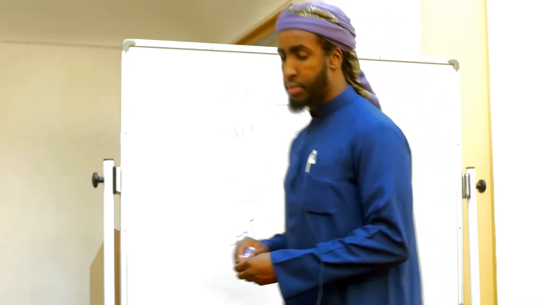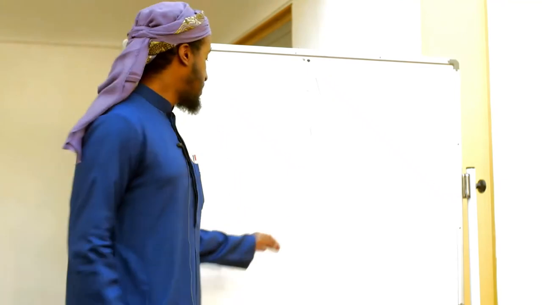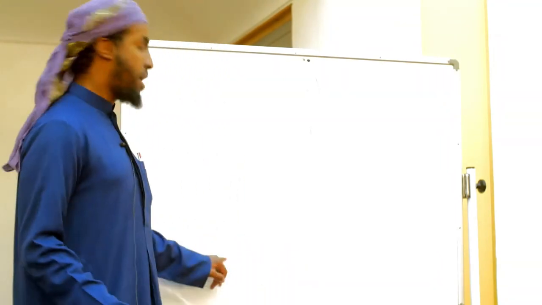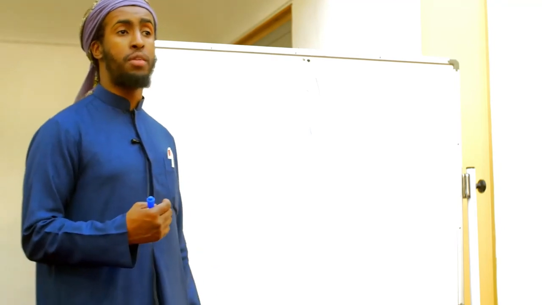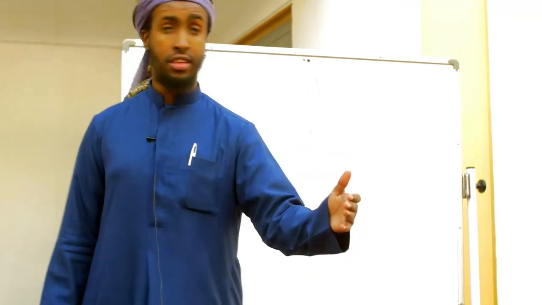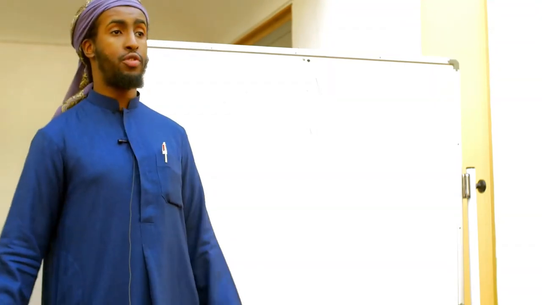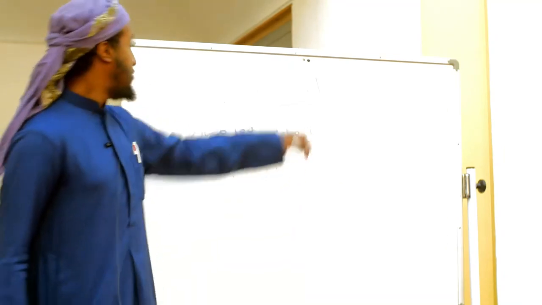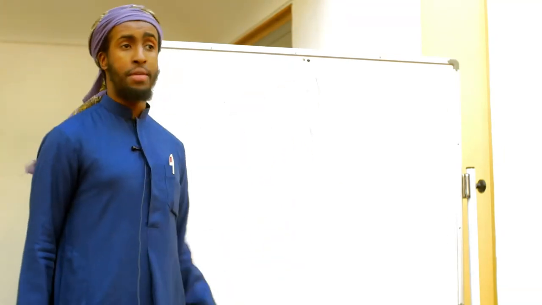فعل أمر. Fi'il amr here is what? It's a command verb. But what does a command verb show? It shows the future, right? Because if I say to you, اكتب, write, when do you start writing? You write when I tell you, in the future, after I've told you, right? So it's a form of future. So we have these three in the Arabic language.